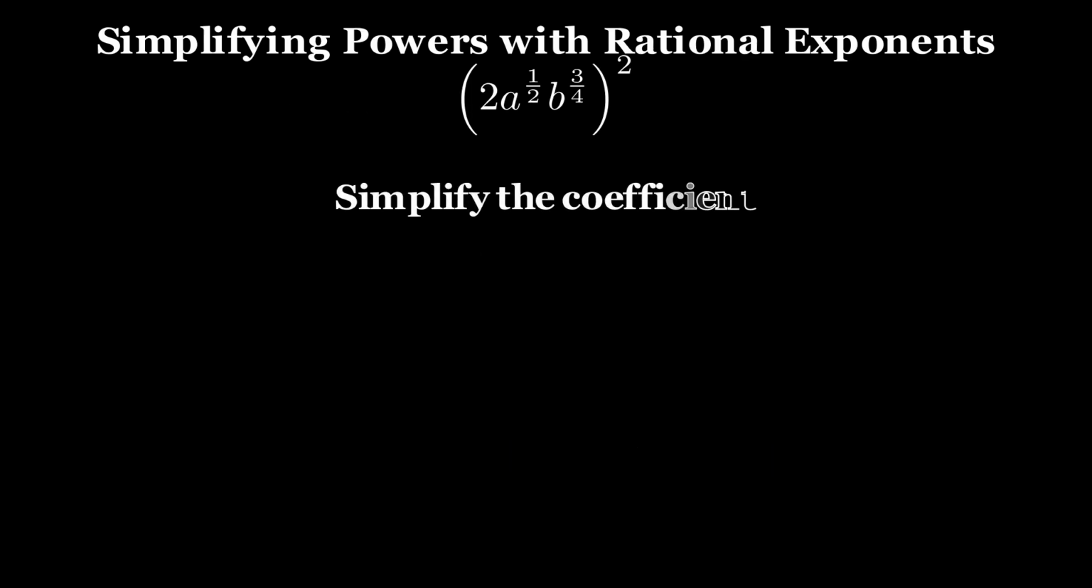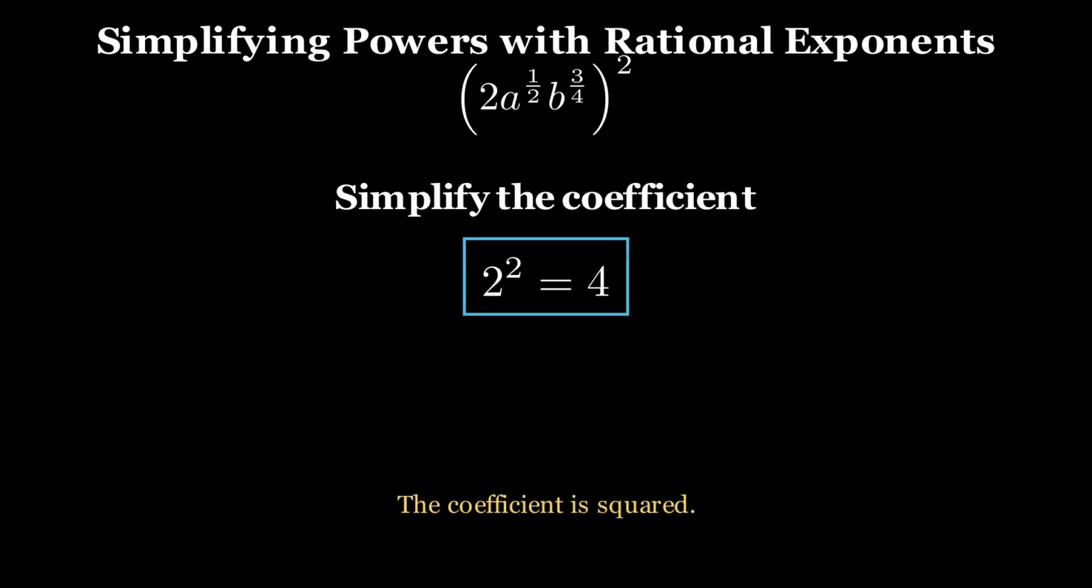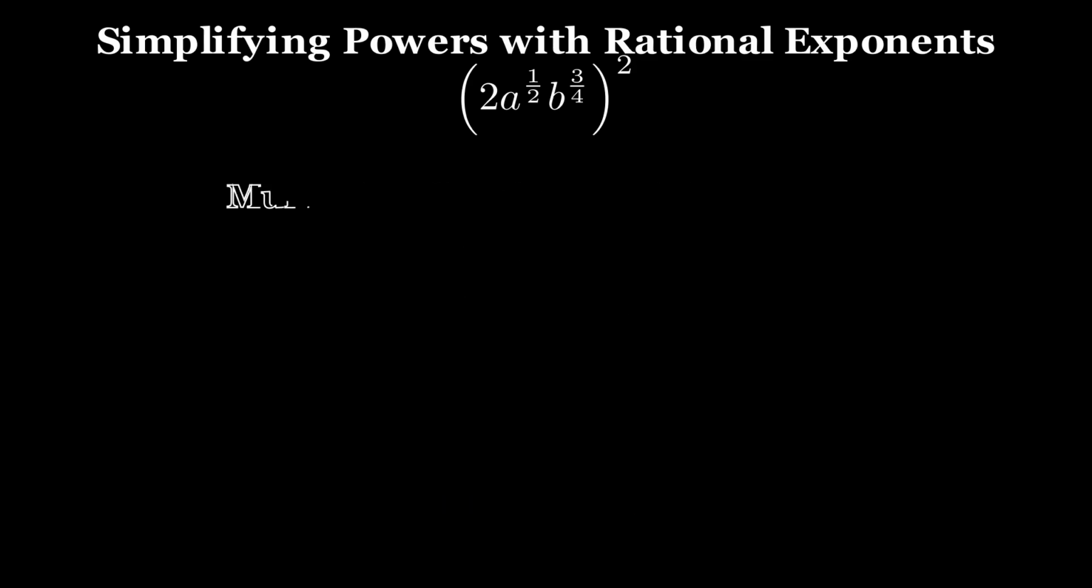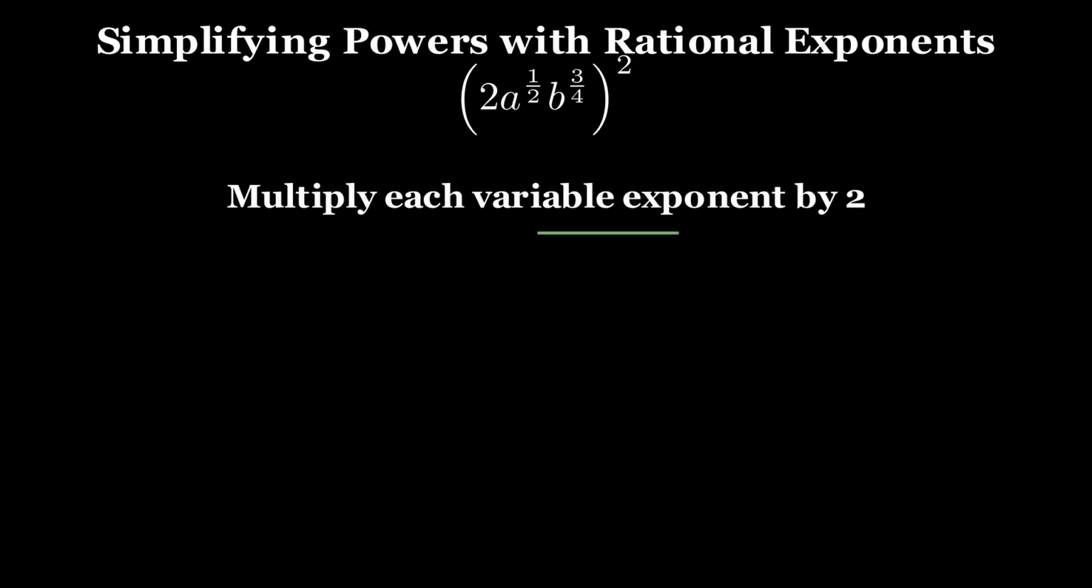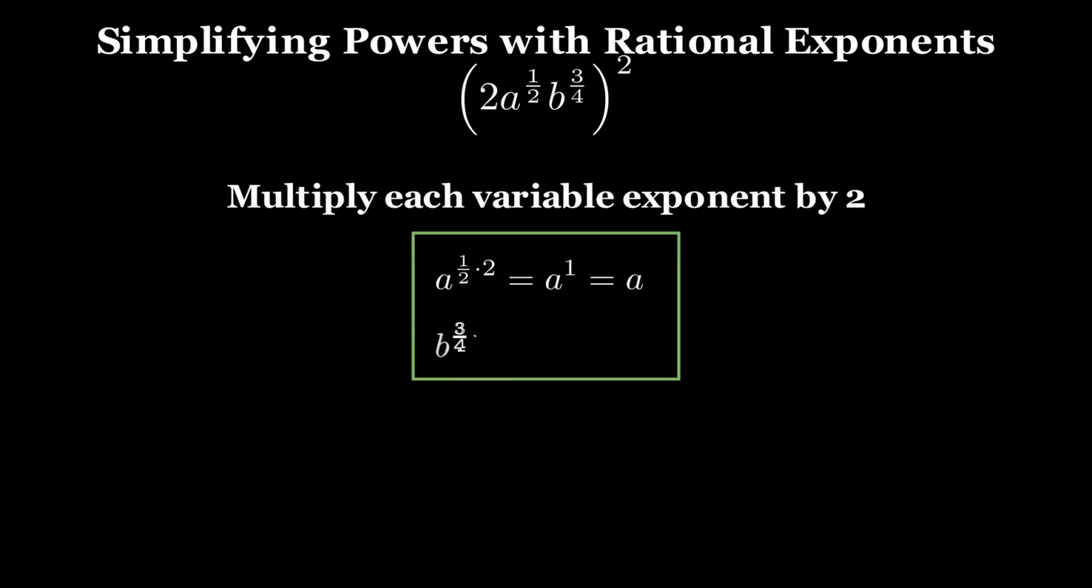First, simplify the coefficient. The coefficient 2 is raised to the second power, so 2 squared is 4. Now, simplify the variables. For a, 1/2 times 2 is 1, so we write a. For b, 3/4 times 2 is 6/4, which reduces to 3/2.